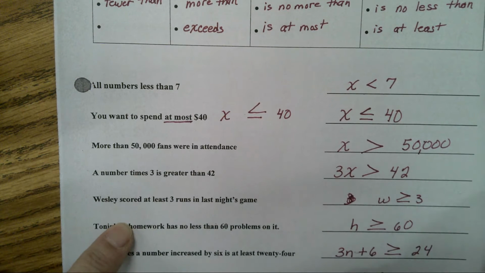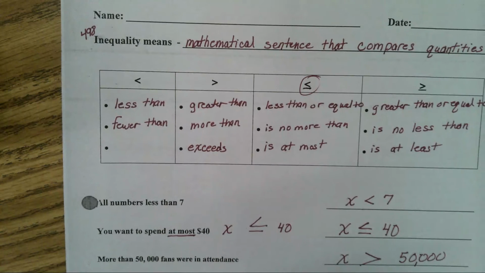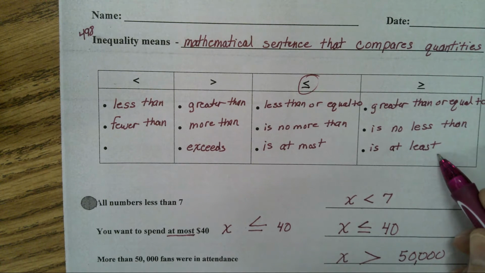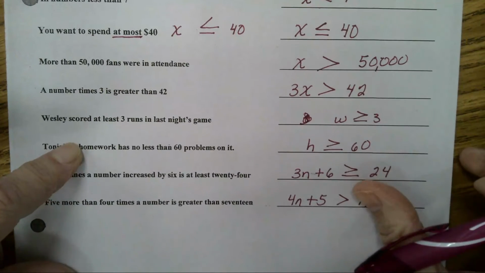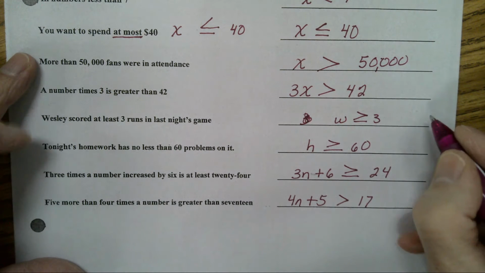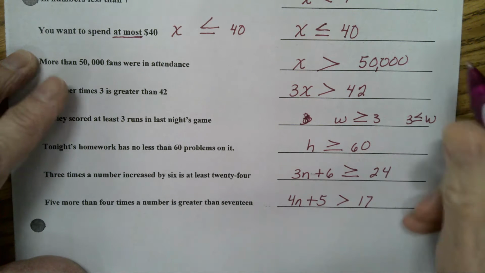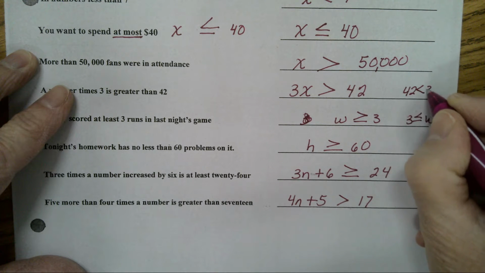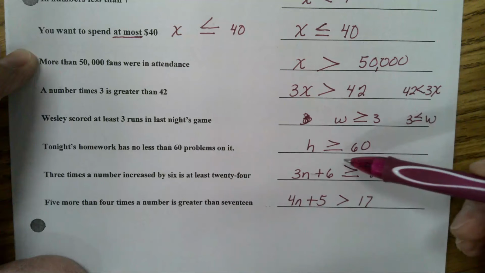Wesley scored at least 3 runs in last night's game. So, did he score 3 runs? Yes. Did he score fewer than 3? No. At least means more than 3. At least. And once again, if you look up at least, there it is. That's the symbol. So Wesley is greater than or equal to 3. Now, if you wrote 3 is less than or equal to W, that is still correct. If you wrote 42 is less than 3x, that is correct. But most of you probably are going to write yours this way, where you have your variable on the left side.